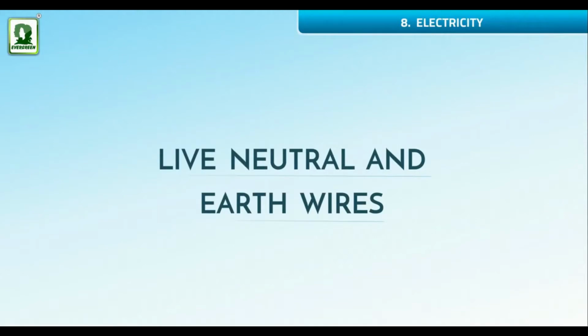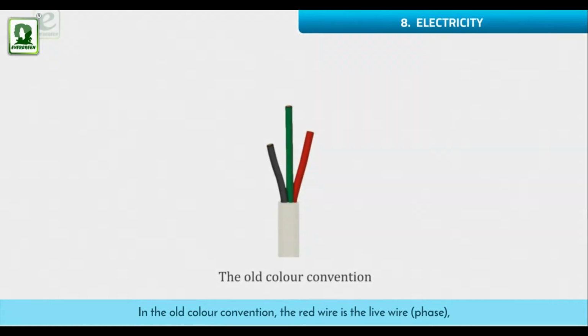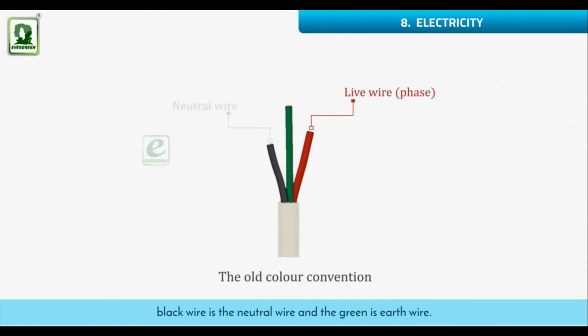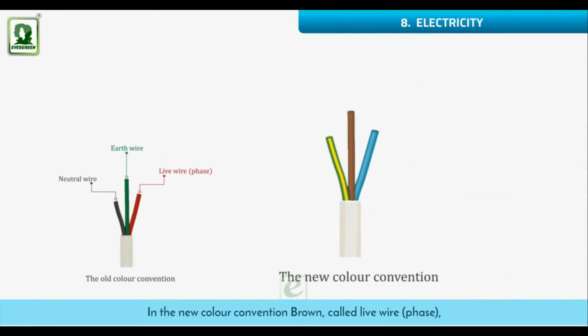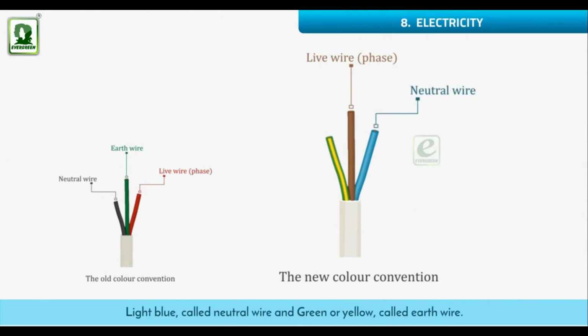Live, neutral, and earth wires. In the old color convention, the red wire is the live wire, phase. Black wire is the neutral wire, and green is the earth wire. In the new color convention, brown is called the live wire, phase, light blue is called the neutral wire, and green or yellow is called the earth wire.